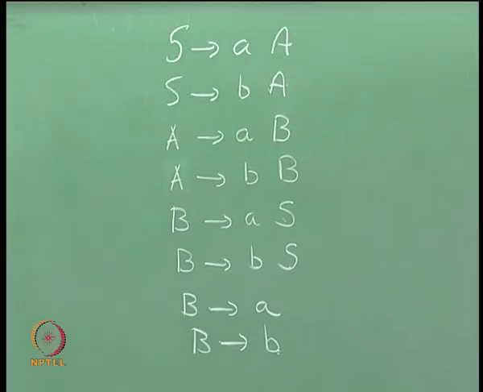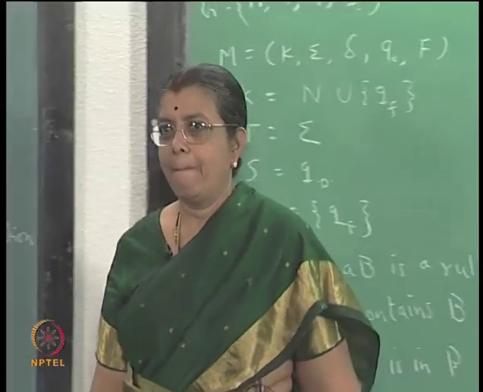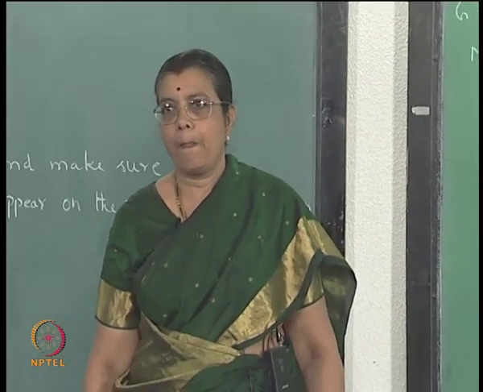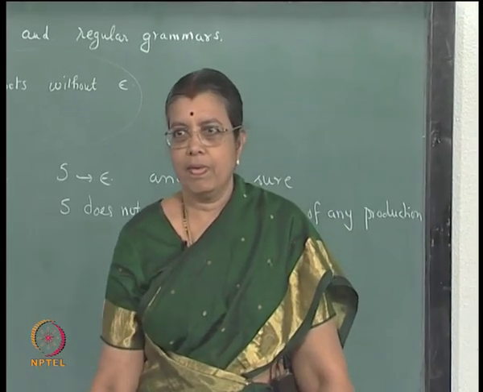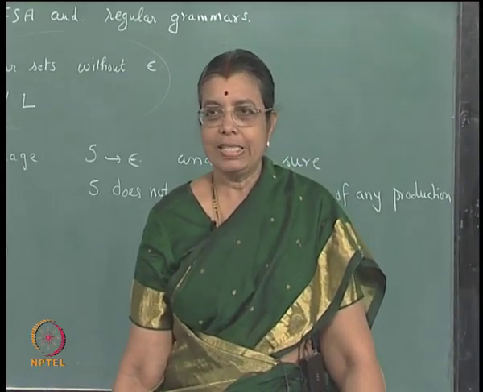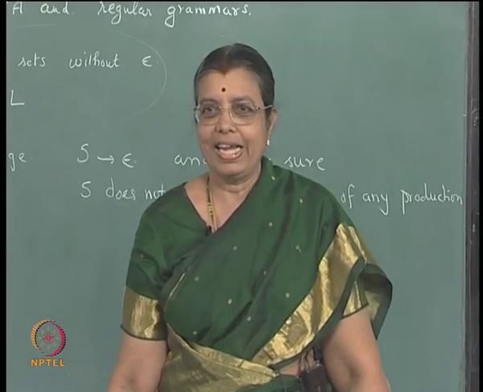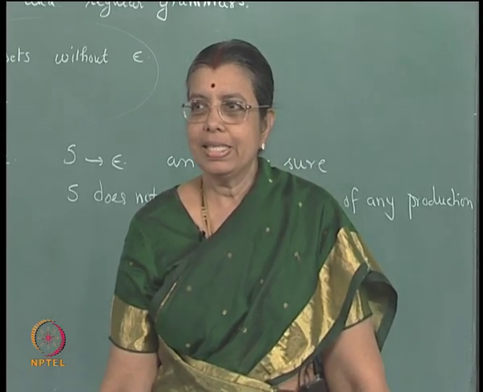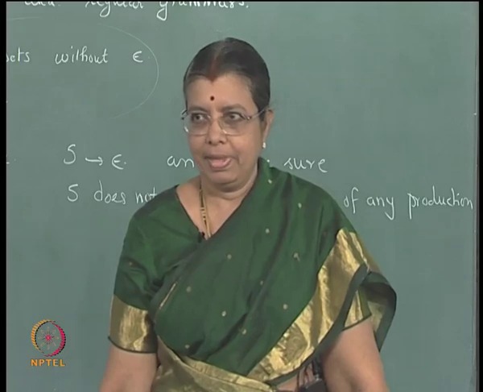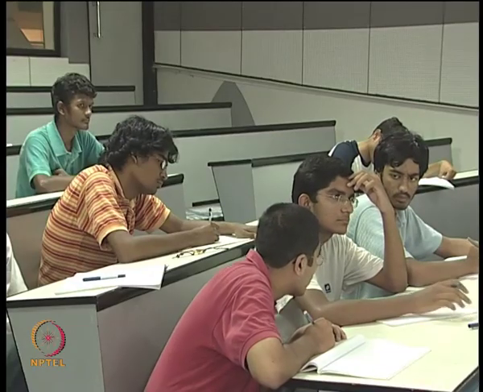You have 3 non-terminals S, A and B. S is the start symbol. The rules are of the form S goes to AA, S goes to BA and so on. What is the language accepted? The alphabet is A, B. Or what is the language generated? What is the language generated? Strings of A's and B's, but the length is a multiple of 3. The length of the string is a multiple of 3, right?